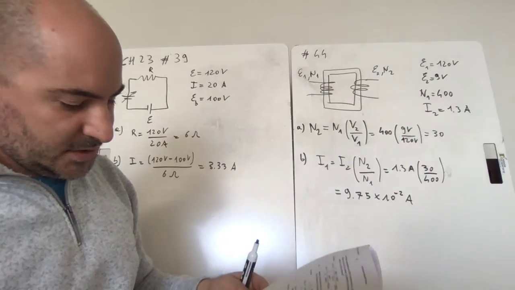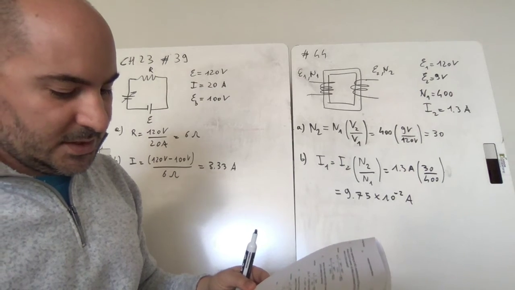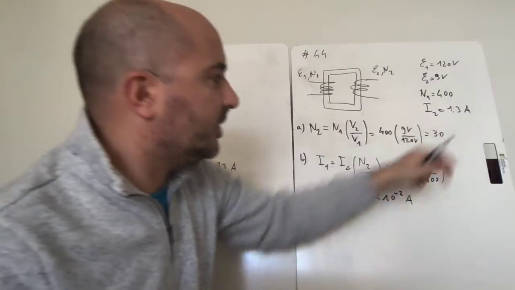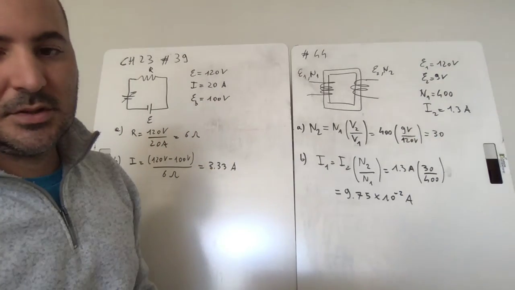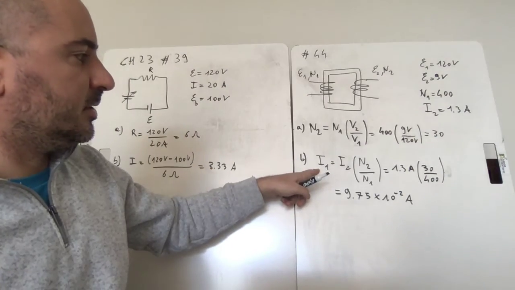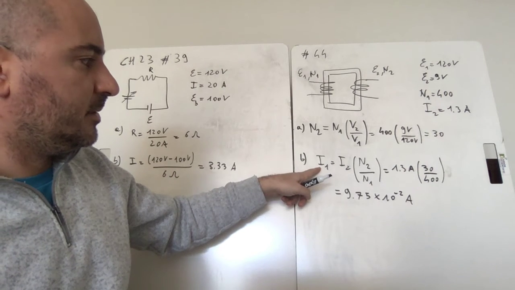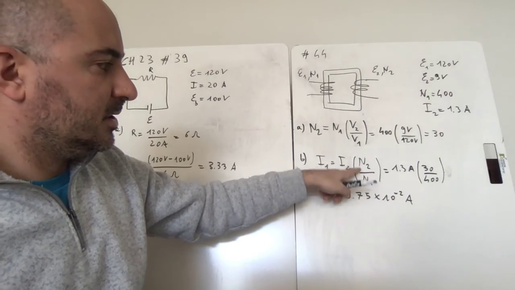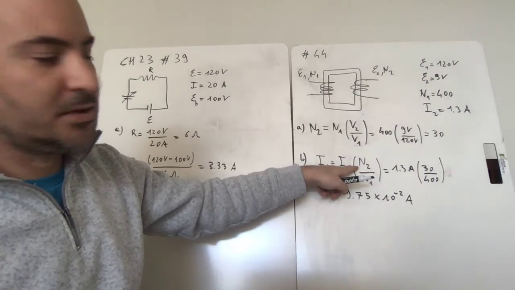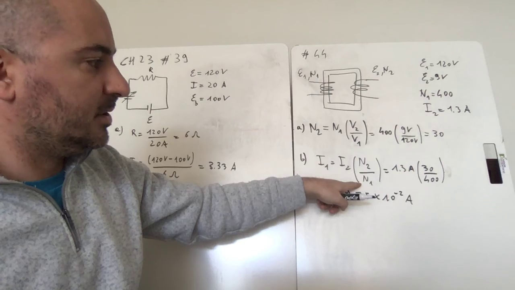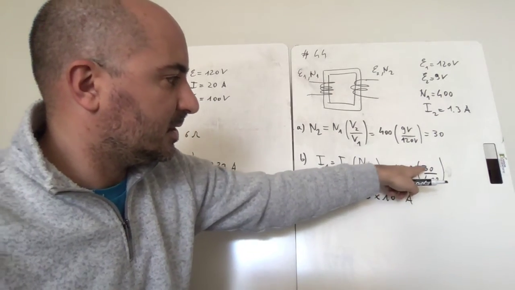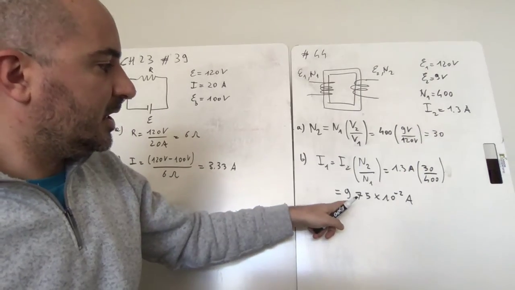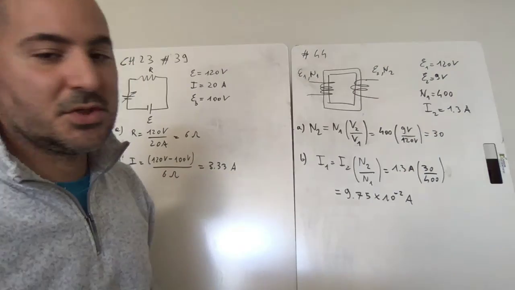The second question is, what is the input current when the output is 1.3 amps? So we have the 1.3 amps as an output on the secondary. So what is the input on the primary? So I1 is equal to I2 times the ratio of the number of turns in the secondary divided by the number of turns in the primary. And so you have 1.3 amps times 30 over 400, and that gives you a much smaller current, 9.75 times 10 to the minus 2 amps.